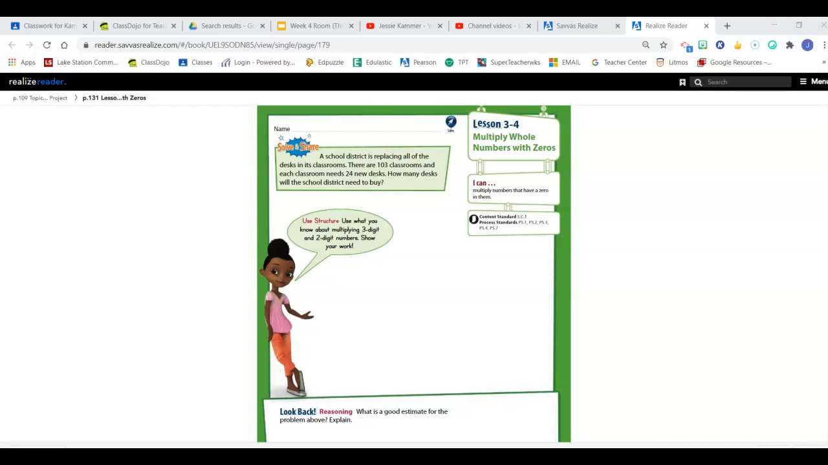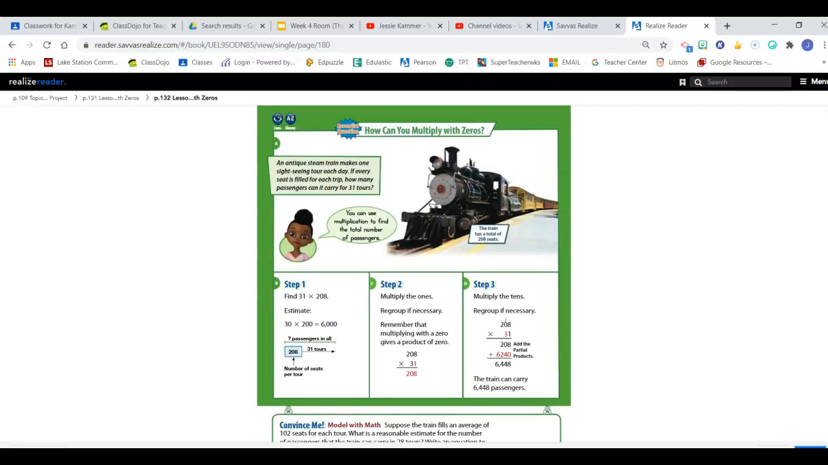Hi guys, today's math lesson is 3-4 multiplying whole numbers with zeros. It's very similar to yesterday's math lesson. The only difference is now your numbers are going to have zeros in them. Okay, how can you multiply with zeros?